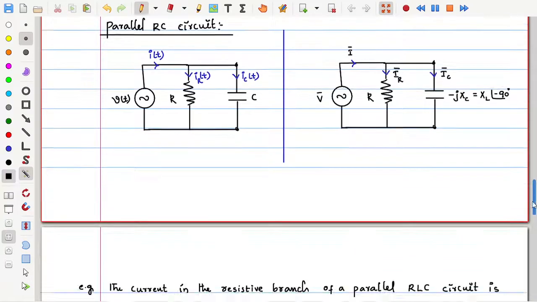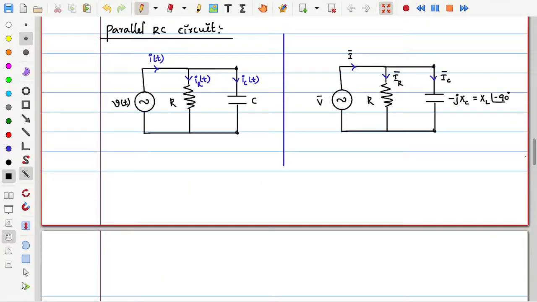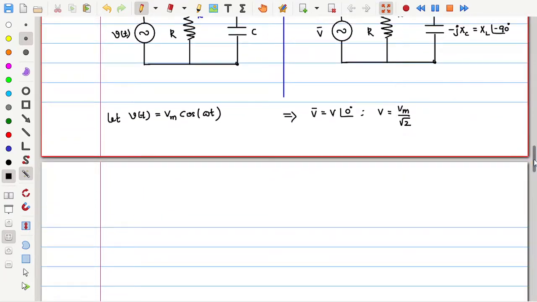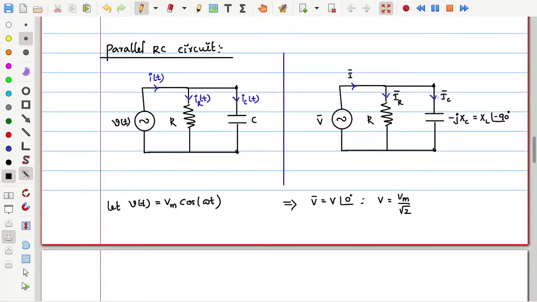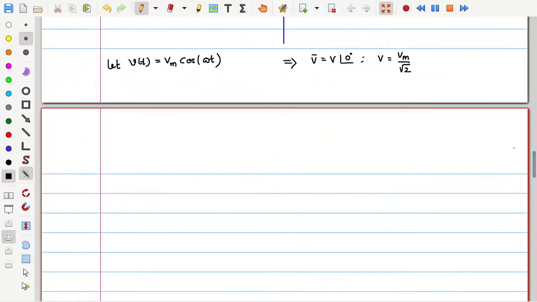Clear? Now, because this is again a parallel circuit, whichever parameter is common to these two elements, which one is common? Voltage is common. Voltage is the same for R and C, which is V of t. So let us consider V of t as Vm cos omega t. Now let us move to the frequency domain: V bar is equal to V at an angle 0, where V is the RMS value of the voltage V of t, which is Vm by root 2. Once we know V, it is easy to find IR and IC. Once we get IR and IC, add up those two currents and you will get I. That is the same procedure we saw in the RL circuit, so let me do that procedure.